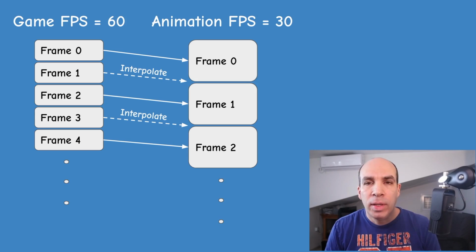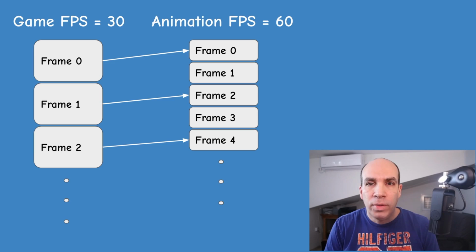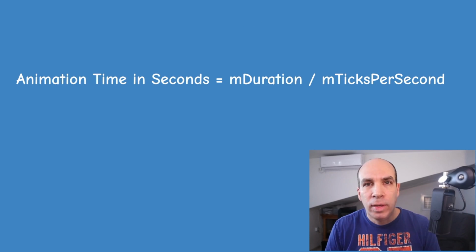So for example, if the frame rate is 30 and your game is running at 60 frames per second, you will need to interpolate an extra frame between two consecutive animation frames. And vice versa. If the game is slower than the animated model, we will need to skip frames to keep up the intended pace of the animation. Obviously, if we divide the duration by ticks per second, we get the length of the animation in actual seconds.